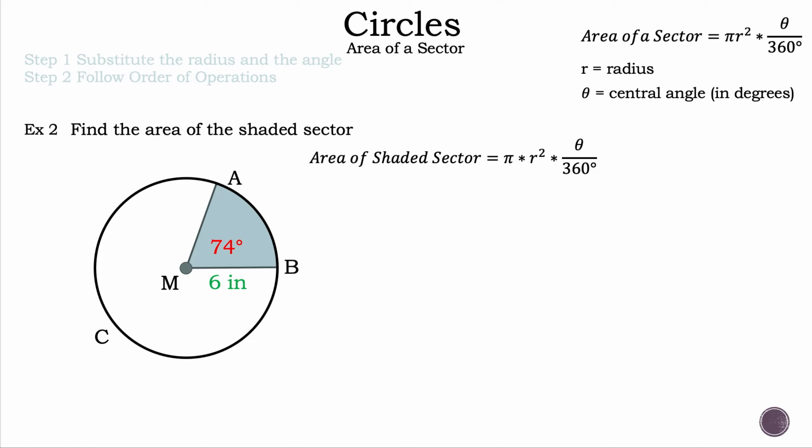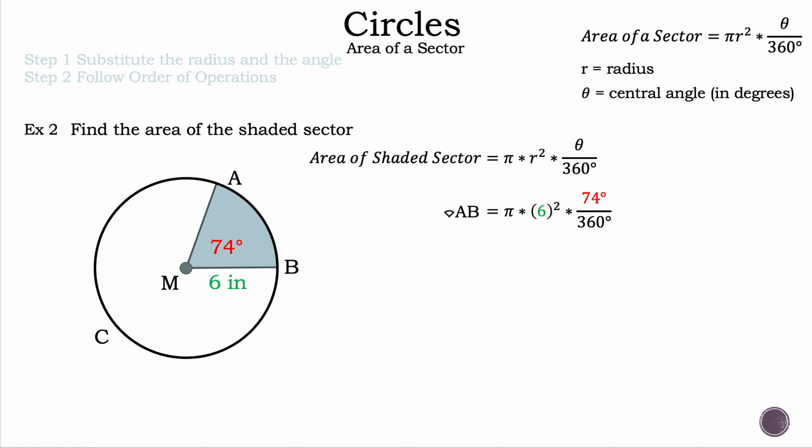Now let's take a look at the circle. They gave us two measurements. The first measurement they gave us is 74 degrees, and that represents the central angle, or theta. The next one they gave us is 6 inches, and that represents the radius, or r. So we're going to go ahead and substitute those two measurements into the formula or equation, and now we have sector AB is equal to pi times 6 squared times 74 degrees divided by 360 degrees.